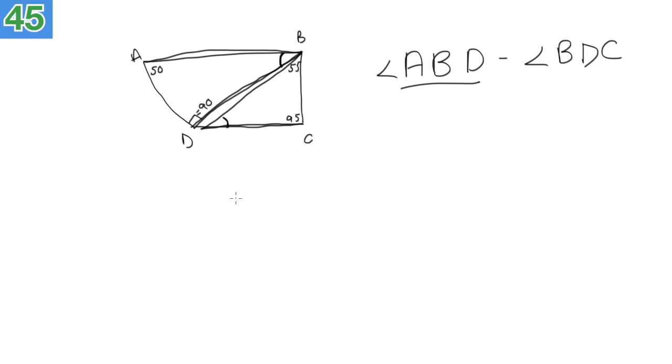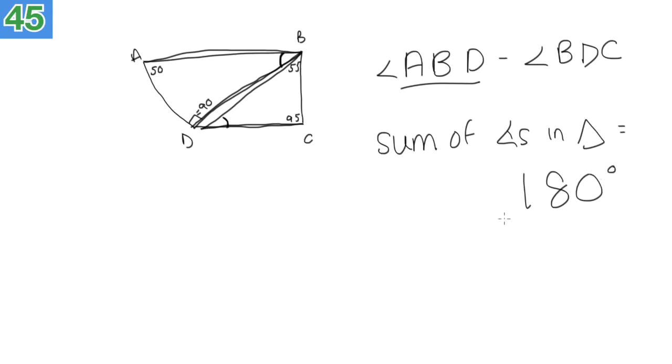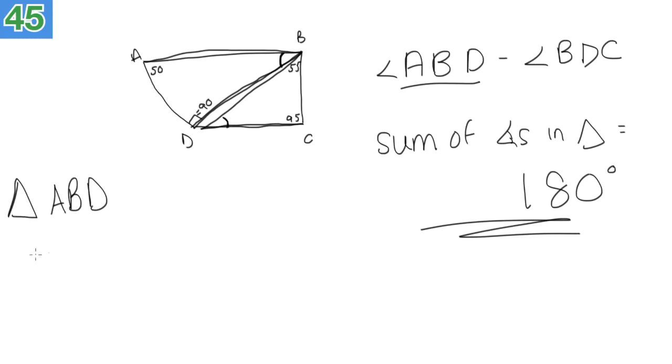Okay, so let's start by figuring out what those angles are. And you have two triangles, which is the important thing here. And the sum of angles in a triangle is 180 degrees. That's very important. Definitely need to know that. Okay, so we have this triangle here. If we're just looking at the triangle ABD, it has to equal 180 in sum.